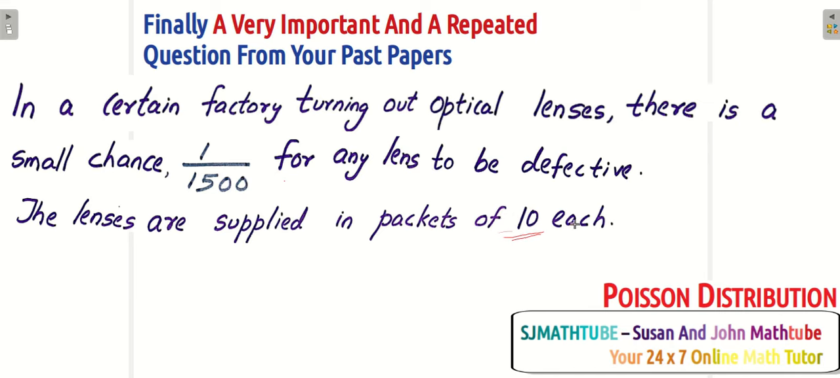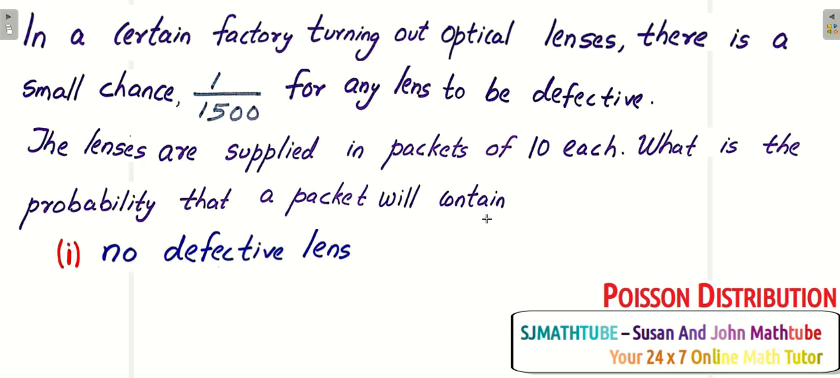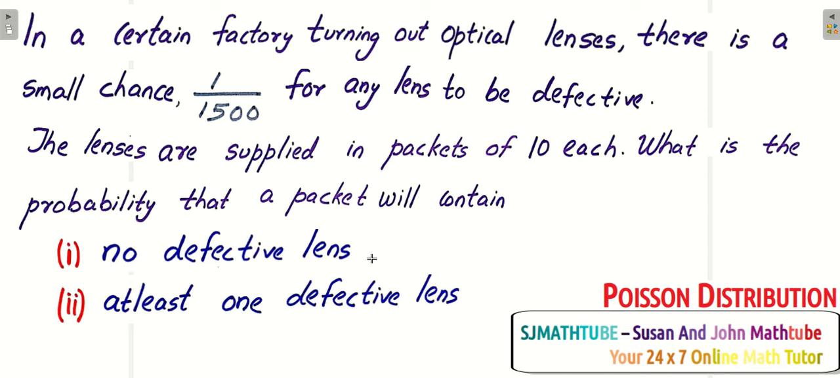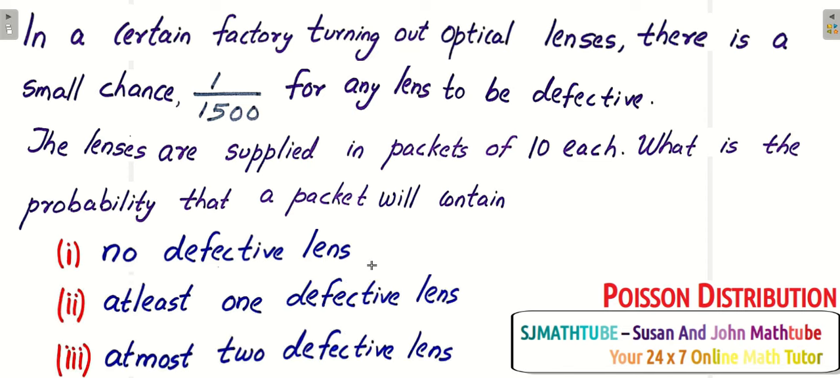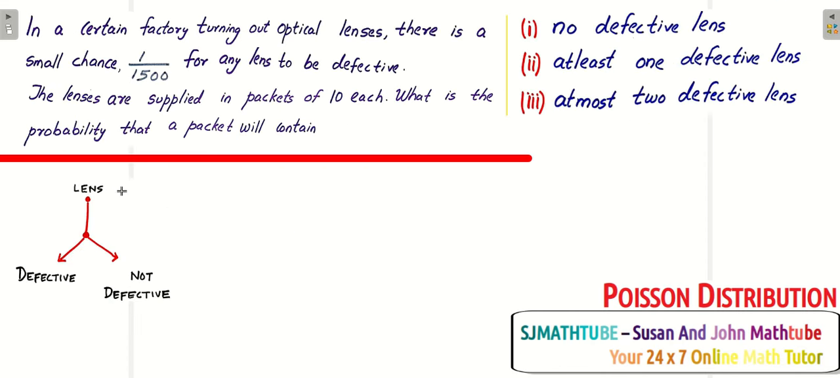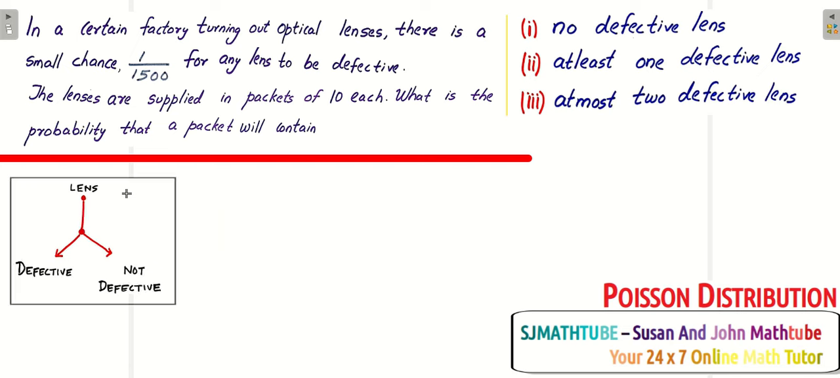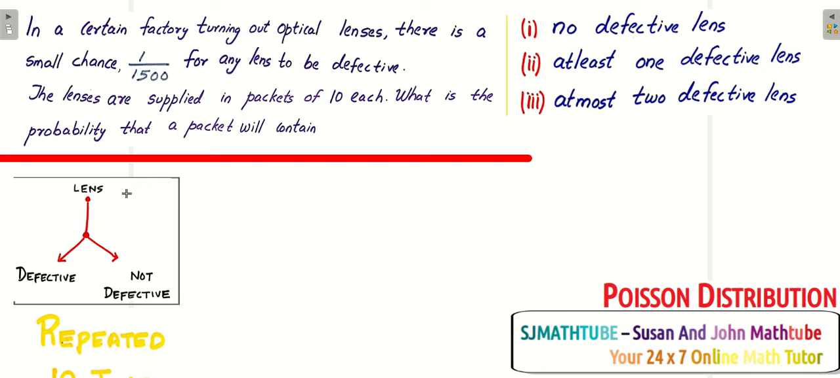Earlier I told you n should be greater than 50. But I told you one more thing. Many books seem to reject the second condition. And well, let's try. So what's the probability the packet will contain no defective lens, at least one defective lens, and at most 2 defective lenses? So as I told you, the lens can be defective or not defective. So clearly it's binomial. It's repeated 10 times because the packets are of size 10.